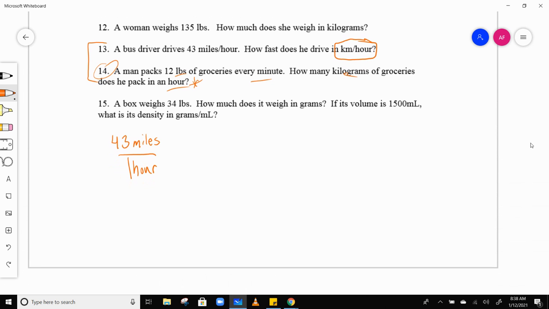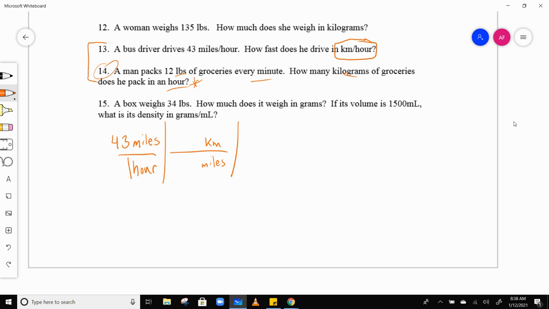Okay, so 43 miles per hour, we're going to go to kilometers per hour. So this one we have 2 units. We're not really going to be concerned about the hours, though. We want to get rid of miles, so miles on the bottom, and kilometers on top.